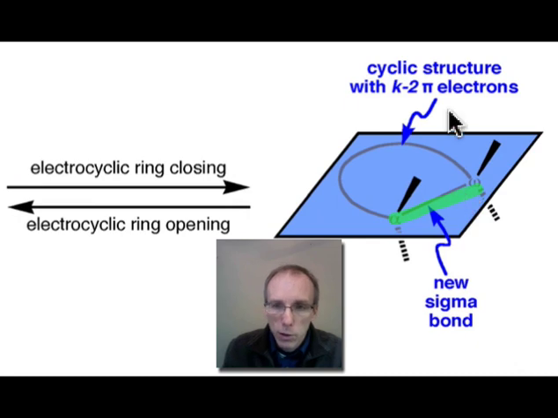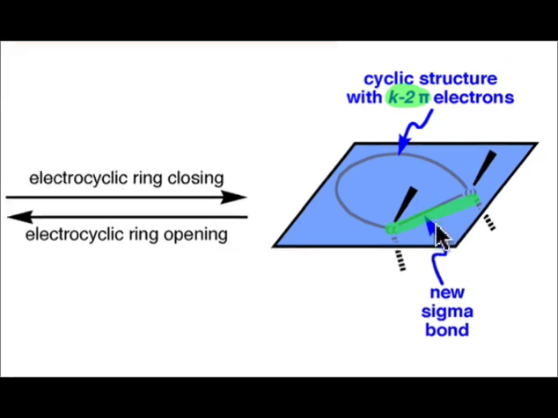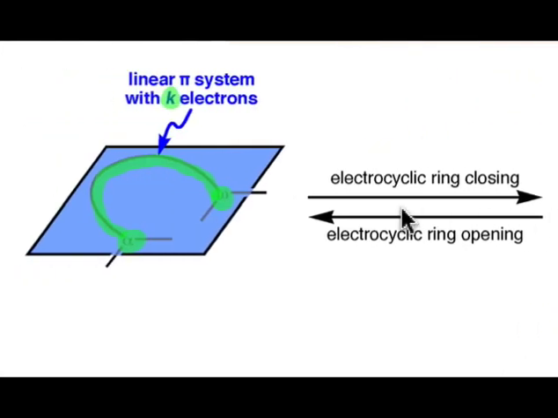The resulting molecule will have k-2 pi electrons because 2 of the pi electrons went into making the new sigma bond. In the electrocyclic ring opening reaction, we're just going to do the reverse process. A k-2 pi electron cyclic system will end up becoming a linear k pi electron system because the 2 electrons from the sigma bond will now join the pi system.